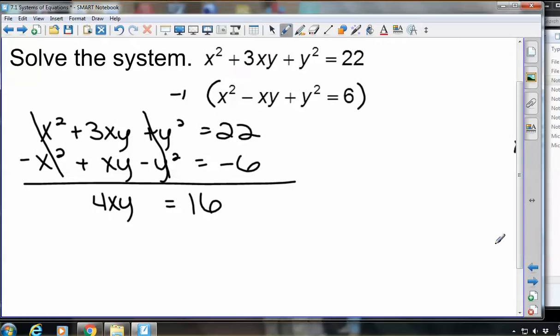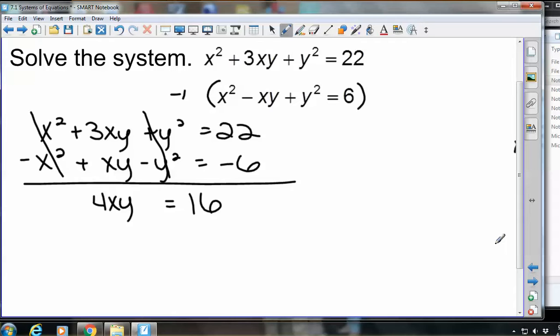Okay, well I got rid of a lot right there. I got rid of an x squared and a y squared. I still have an xy. So am I going to get x equals a number right here? No. But what we could do is get an expression that we could then use substitution to evaluate.